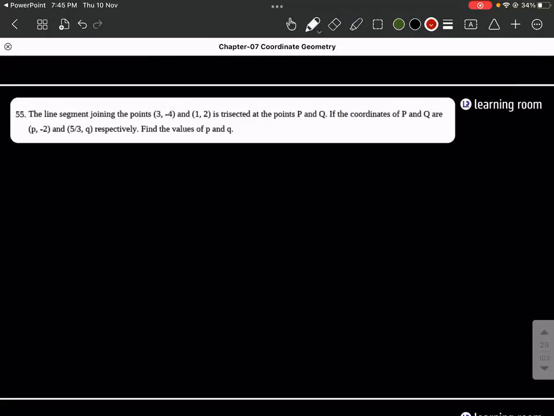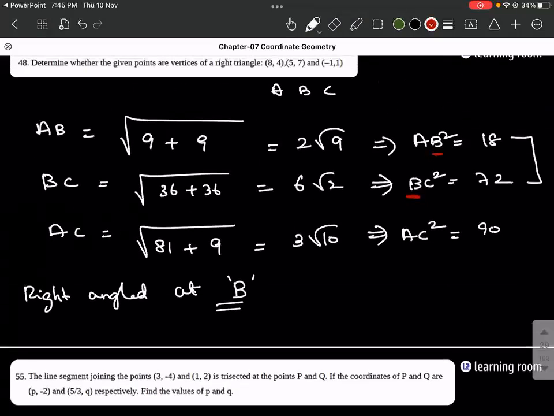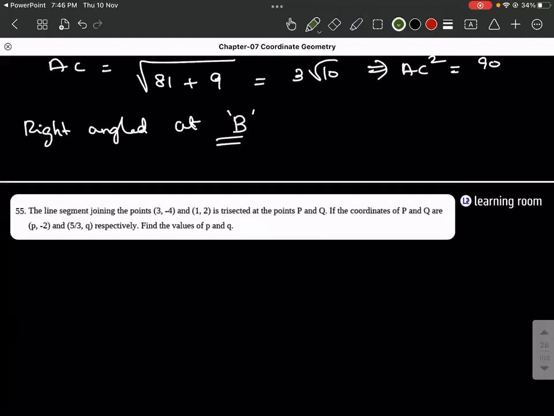Sir, why is it right angle at B? Because when you're doing AB square plus BC square is equal to AC square, this is what you're getting, no? So the ending point here is equal to the starting point of the second. Because AC is the hypotenuse. Hypotenuse is the side opposite to right angle. Yes, sir. Got it.